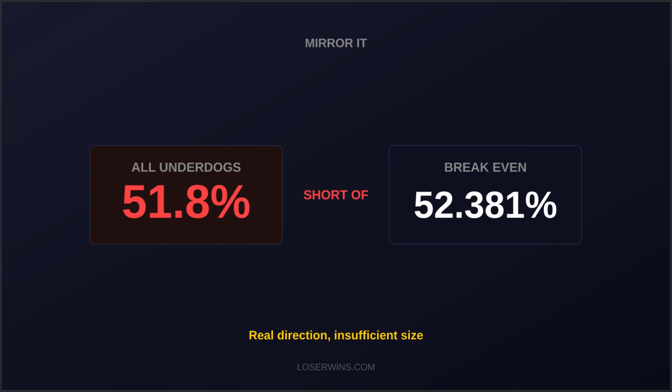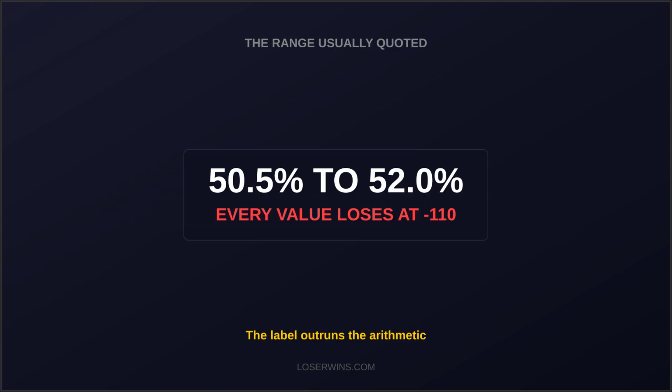The direction of the bias is real. The size of it isn't enough. Set that against the range betting content usually quotes, which runs 50.5 to 52% and arrives already labeled as an edge. Every value inside that range loses money at minus 110. The label is doing work the arithmetic cannot support.